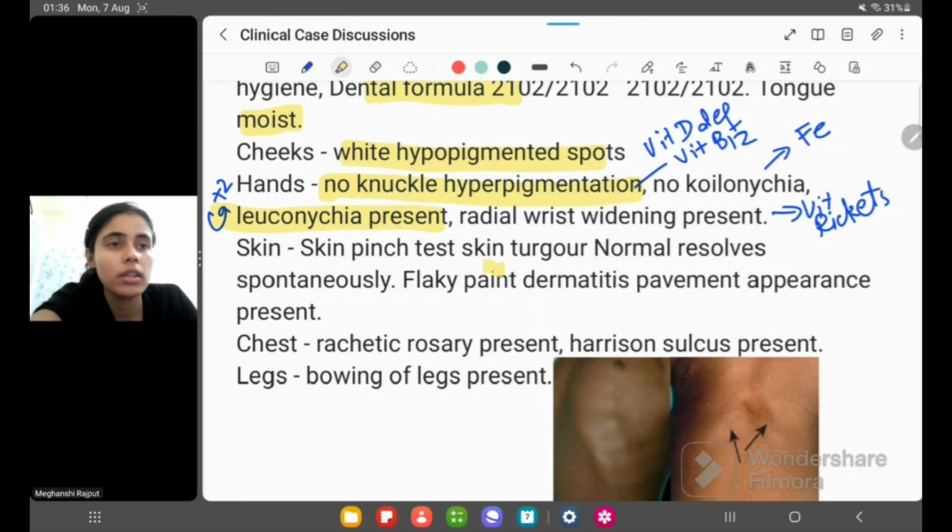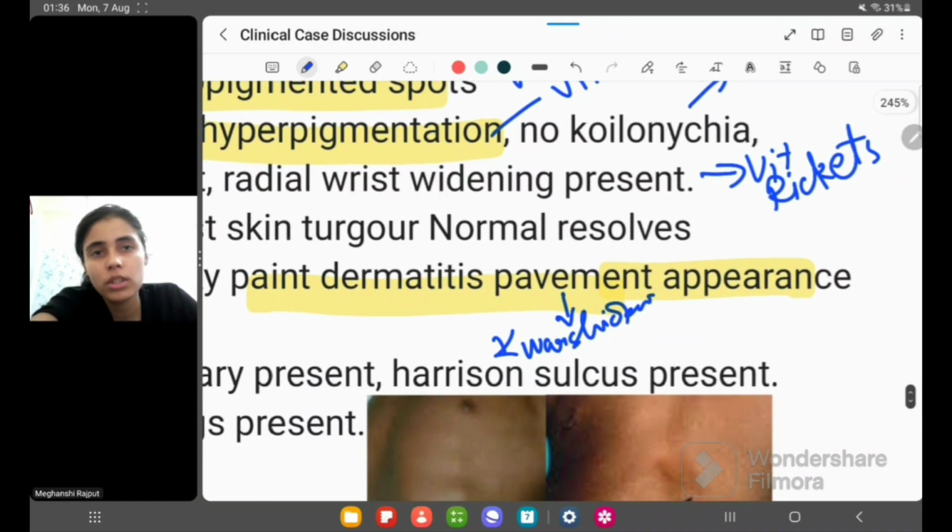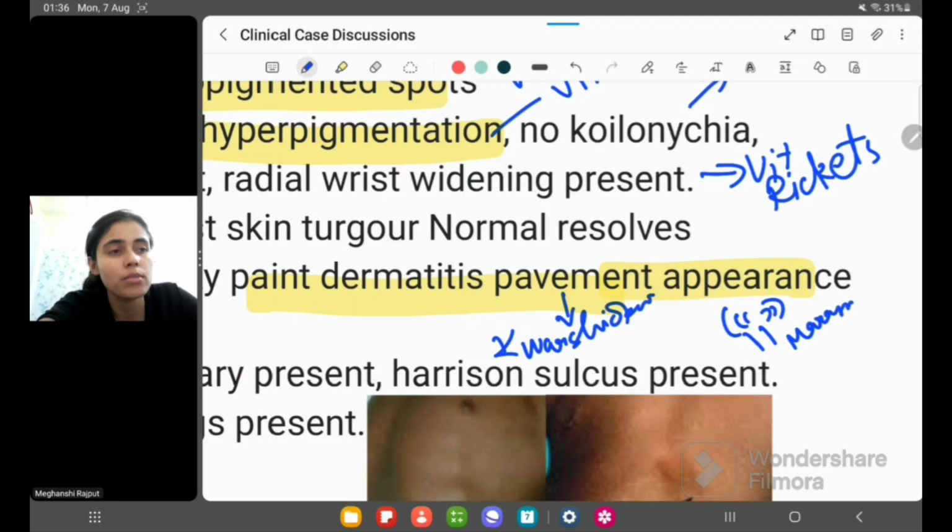There is flaky paint dermatitis, a crazy pavement like appearance. This is seen in cases of kwashiorkor, which is protein energy malnutrition. So now I know this SAM is due to protein energy malnutrition. What kind of SAM? It is kwashiorkor. If I see a baggy pant appearance, it is seen in cases of marasmus, due to subcutaneous fat loss. So I see a baggy pant appearance.